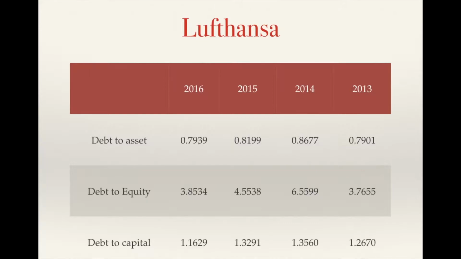Next, the debt to equity ratio equals total debt divided by total equity. The numbers that we have calculated vary from 3.76 to 6.55, meaning that the debt portion in the capital structure plays a major role. Moving on to the debt to capital ratio, the formula equals total debt divided by total capital. The ratio measures a company's capital structure, financial solvency, and degree of leverage at a particular point in time.